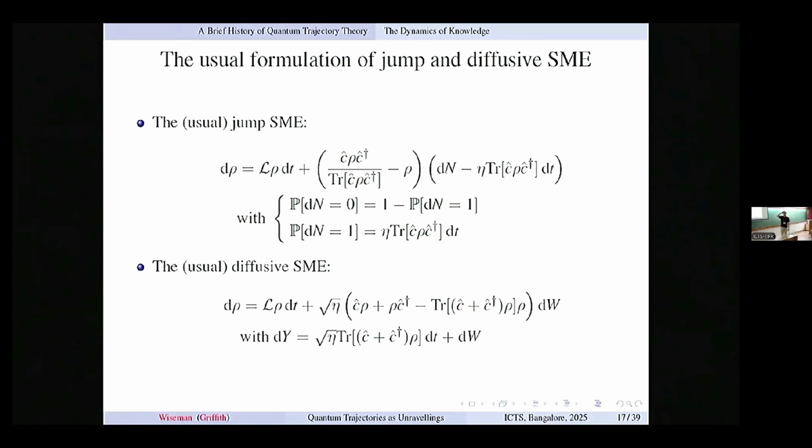I'll spend a little bit of time on this slide because I think it's important to understand well what these two mean. All right, so let's start with the jump equation. It describes the evolution of a quantum system monitored by a photodetector. In this case, I'm only monitoring a single detector. The picture you can have in mind is, if you look at the Hilbert space of the system, you're going to start from some initial state.